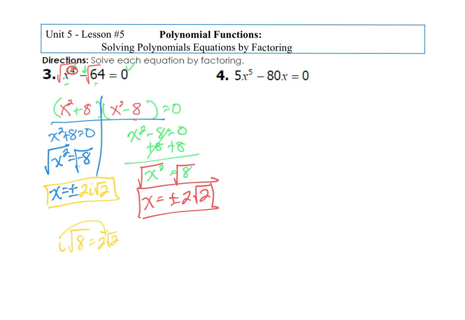Okay, moving on to number 4. We have 5x to the 5th minus 80x. So again, this is a 5th degree. So at most we could be having 5 answers. Let's see how many we do get. I have it equal to 0 already.